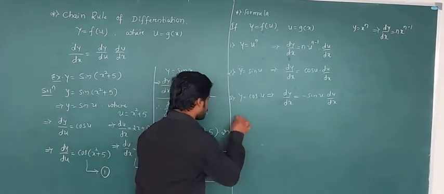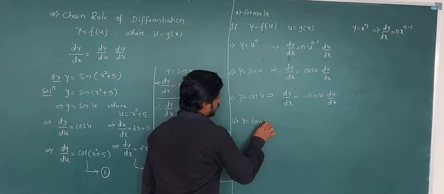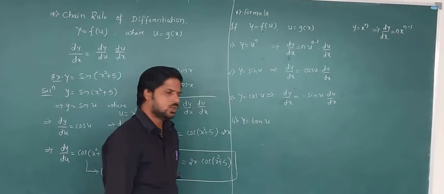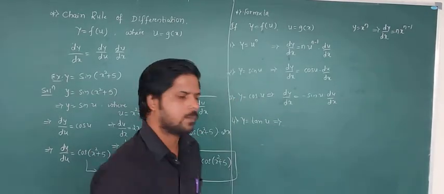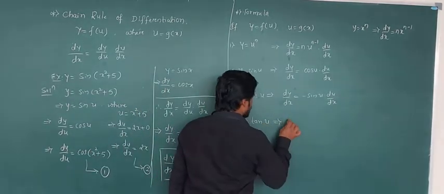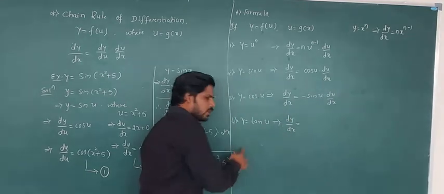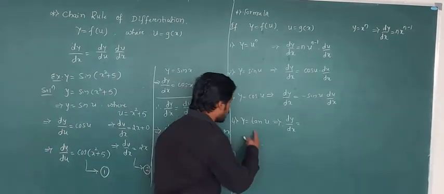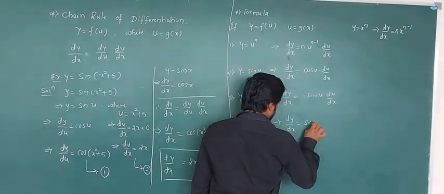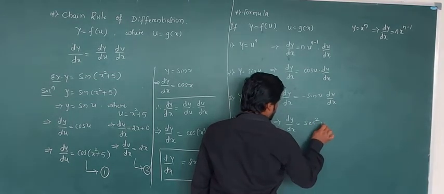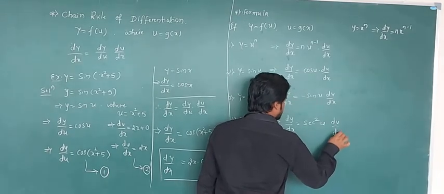Okay. Fourth one, if y equal to tan u, okay, it is a tan u. So the derivative of this function is dy by dx equal to tan differentiation. Derivative of tan u is secant square u into du by dx.